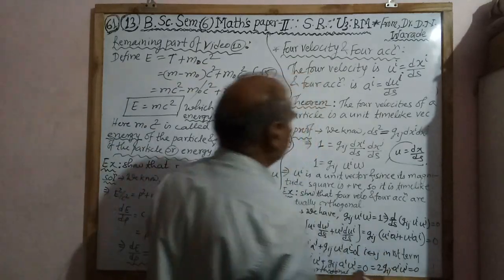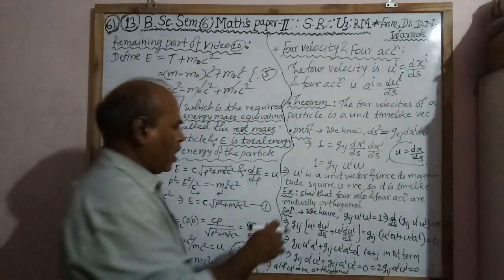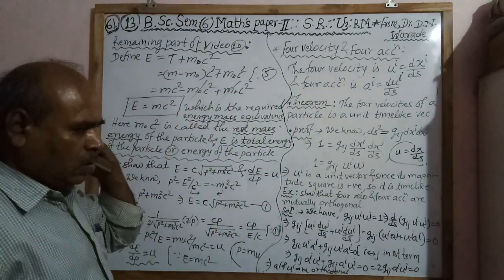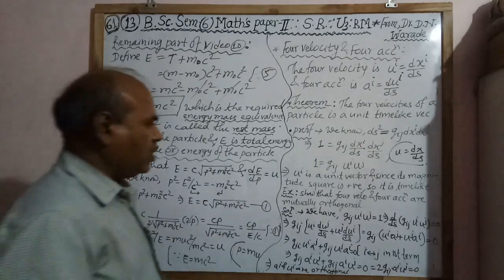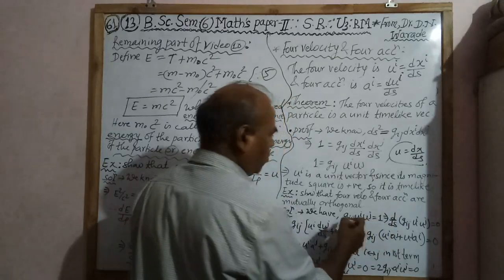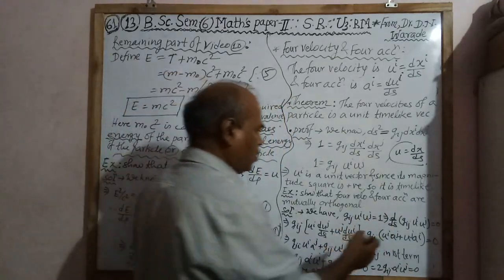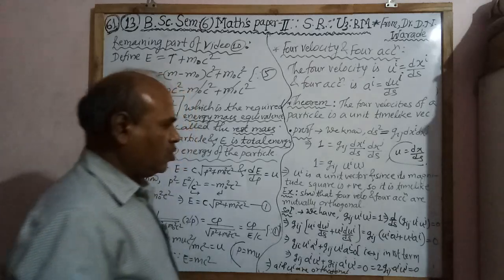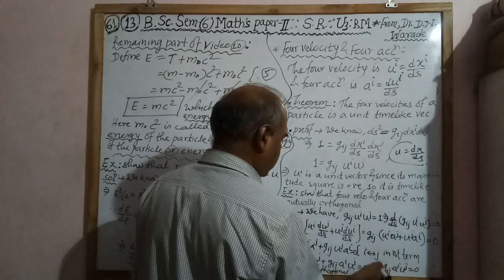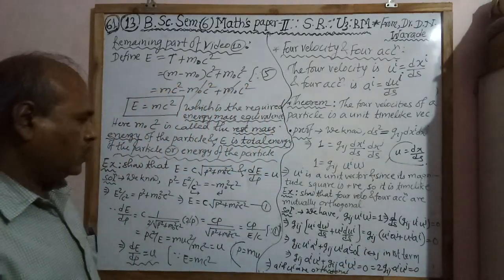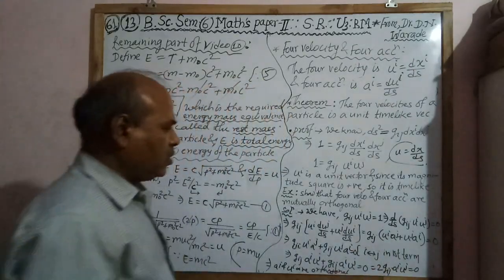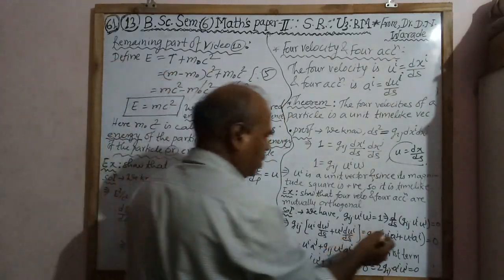Next example: show that four velocity and four acceleration are mutually orthogonal. It means we have to show that the dot product of them is 0. We have g_ij u^i u^j equal to 1 by the previous example. Therefore taking the derivative, the right hand side is 0. Again take the derivative of the bracket, g_ij is outside the bracket: first into derivative of second plus second into derivative of first. Again du by ds means acceleration by the definition of four acceleration. We have g_ij into (u^i a^j plus u^j a^i) equal to 0.